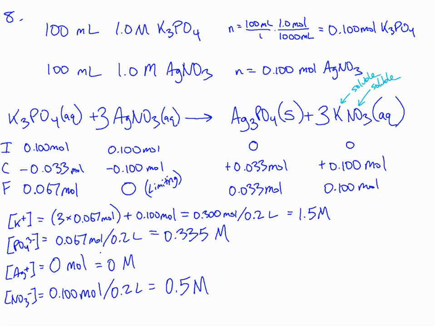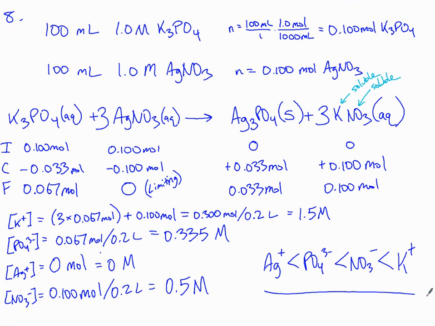So looking at our concentrations in terms of increasing concentration, silver would be the least. There is no silver here. Next would be followed by phosphate, followed after that by nitrate, and then finally by the potassium ion at 1.5. That's its concentration, potassium. And this would be your increasing concentration.